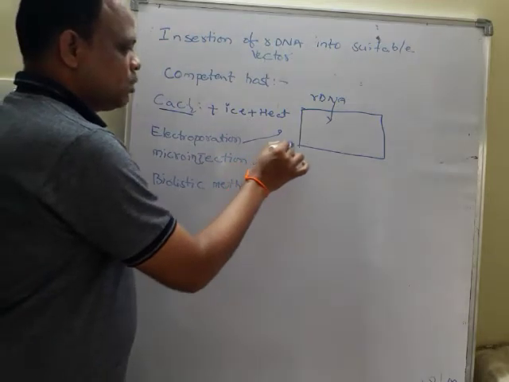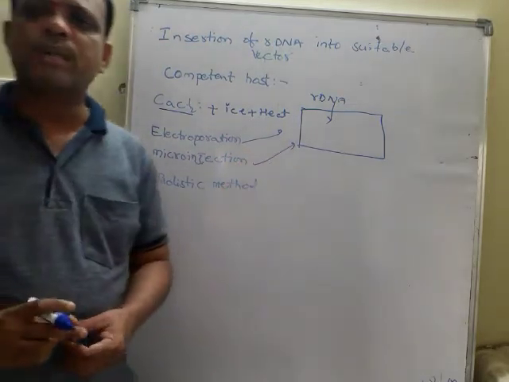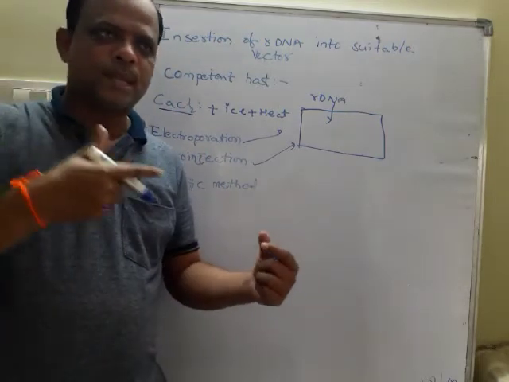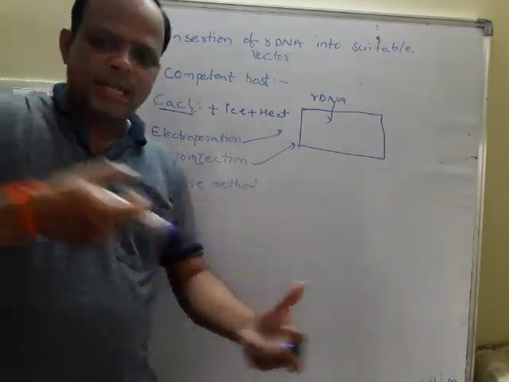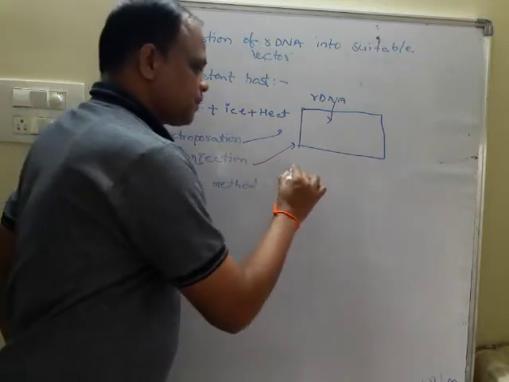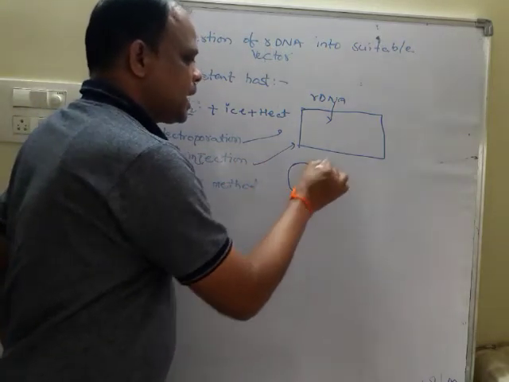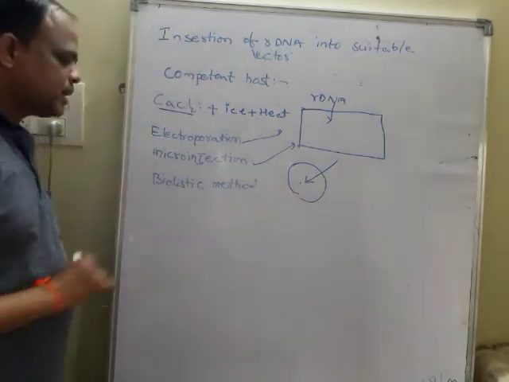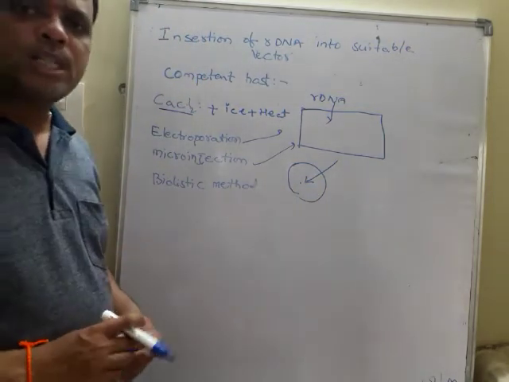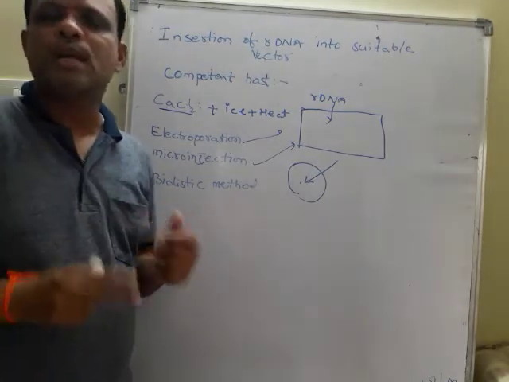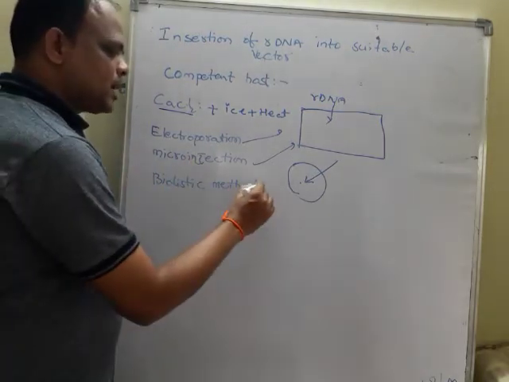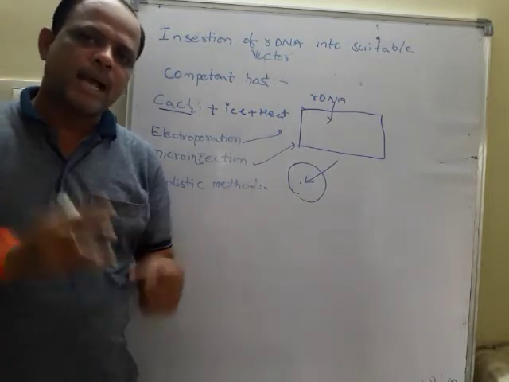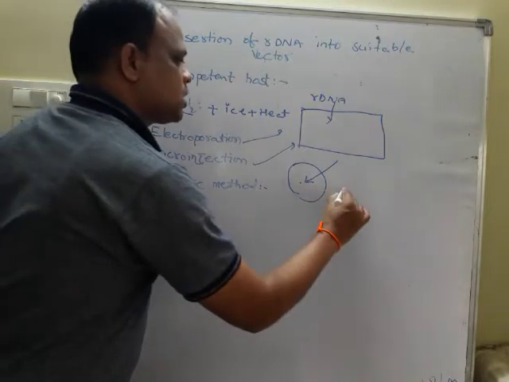Micro injection is most probably used for animal cells. We directly take the injection and inject into the nucleus of the cells. This is another method. The last one is the ballistic method, also called the shotgun method, where tungsten and gold particles are coated with rDNA and directly shot at the host DNA.